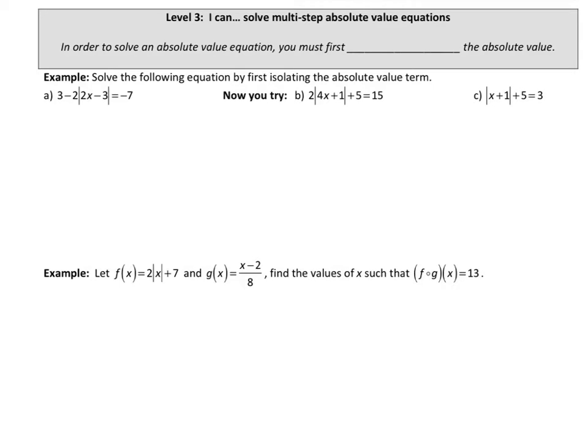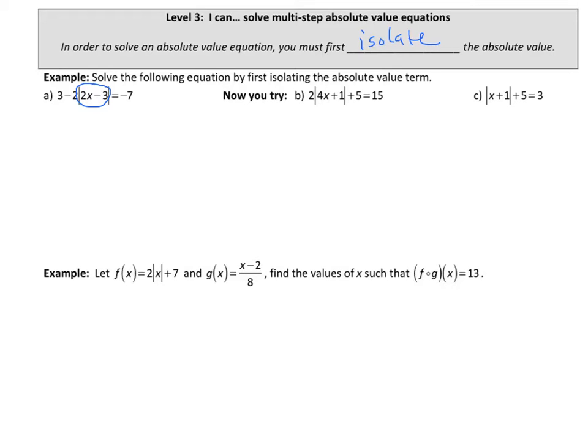In level 3, we will be solving multi-step absolute value equations. It's going to be similar to level 2, but in level 3, the absolute value expression is not by itself yet. So to solve this absolute value equation, you must first isolate the absolute value, or get the absolute value expression by itself. So looking at this first example, we want to get the absolute value of 2x minus 3 all by itself before we split it off into two separate equations.